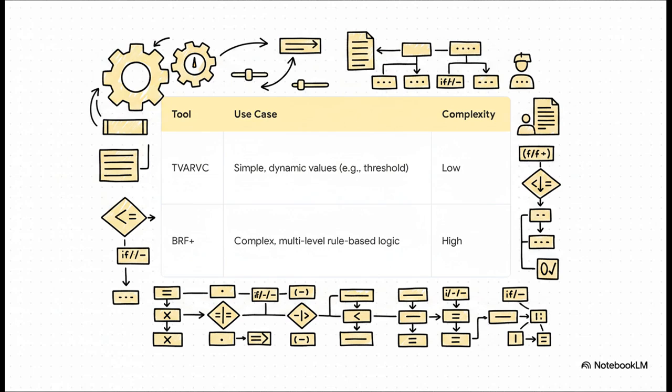For simple stuff, like an approval amount that the business wants to change easily without a transport, you can use the TVARVC variant. It's low complexity, super effective. But for the really complex, multi-level logic, I'm talking nested if-then-else rules that look at multiple fields, you're going to need BRF+, which is the Business Rules Framework Plus. This is a high-powered tool for building really intricate rule sets for pretty much anything.